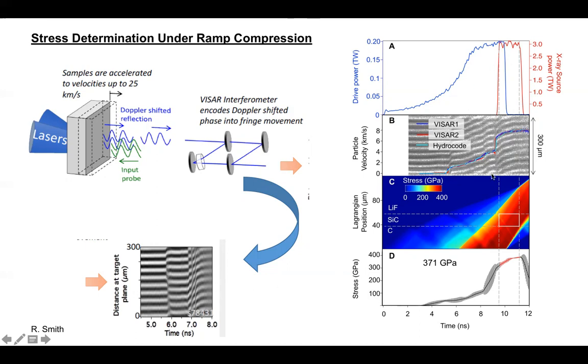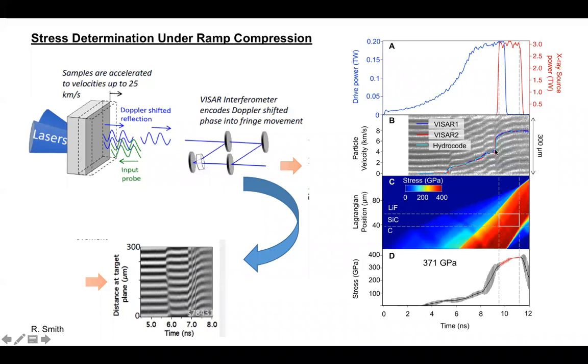So representative data is shown on the right here. This is for a relatively low pressure experiment with the lithium fluoride window. Again, we have this ramp drive shown in blue, and the X-ray generating pulse is shown in red. The VISAR fringes are shown here, and the resultant velocity. There's actually two different VISARs, but they basically record the same thing. So those are red and blue.